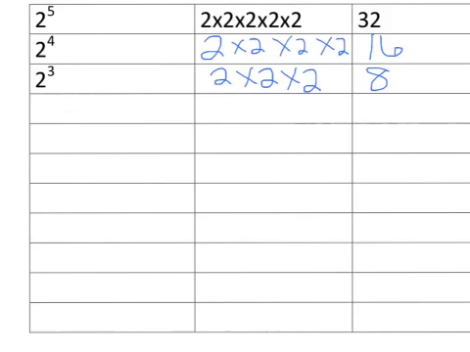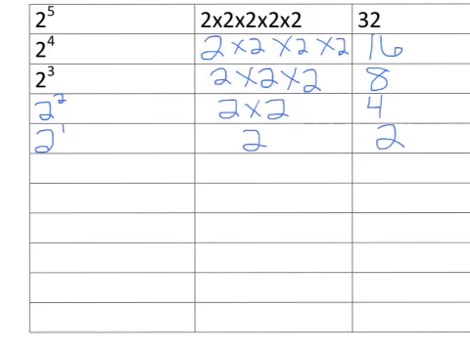The next exponent would be 2 to the 2nd, and what you'll notice is that in this column, the exponent keeps decreasing by 1. So in the middle column, we're going to have 1 less 2. We're only going to have 2 2's, and the value of that is 4. So the next exponent would be 2 to the 1st, and we know that any number to the 1st power is just that number. So we'd have one 2, and obviously the value of that would be 2.